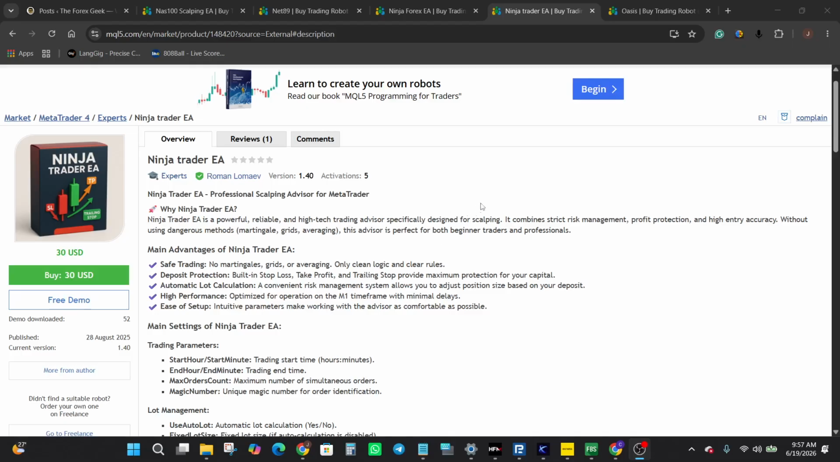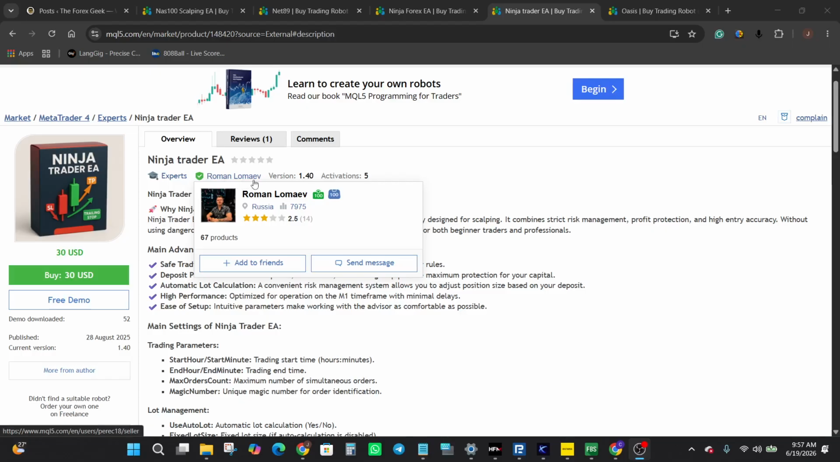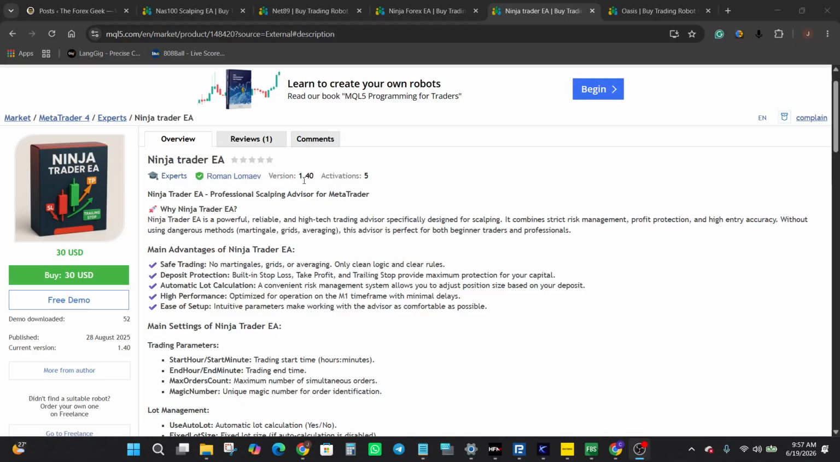Starting with the marketplace page, Ninja Trader EA is currently available for $30. The developer is Roman Lomaev, and the version listed here is version 1.4. According to the description, this is a scalping focused expert advisor designed for MetaTrader with an emphasis on risk management, profit protection, and automated trade execution.